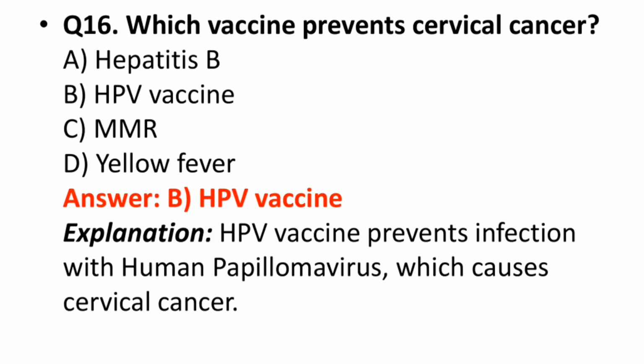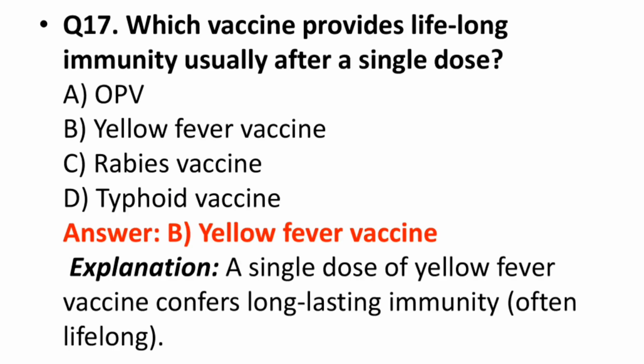Which vaccine prevents cervical cancer? Option A, hepatitis B; option B, HPV vaccine; option C, MMR; option D, yellow fever vaccine. The correct answer is option B, HPV vaccine. The HPV, human papilloma virus, vaccine prevents infection with the human papilloma virus, which causes cervical cancer.